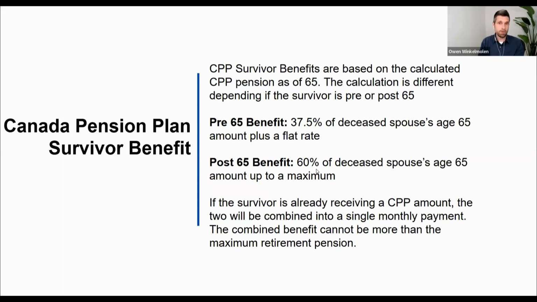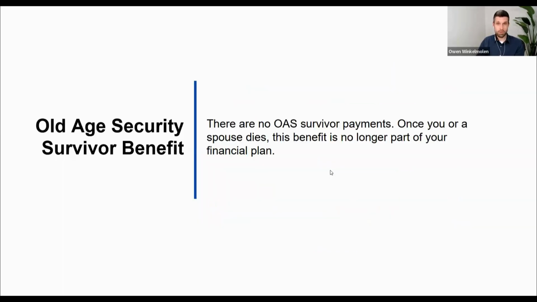So often we'll see in a plan a pre-65 amount, a post-65 amount, and then a third amount whenever the survivor chooses to start their CPP benefit. The unfortunate thing here is that you can't have more than the maximum for an individual. So often we'll see a sizable reduction in a survivor benefit when the survivor starts their CPP pension. For OAS, there's no survivor benefit, so a big impact there.